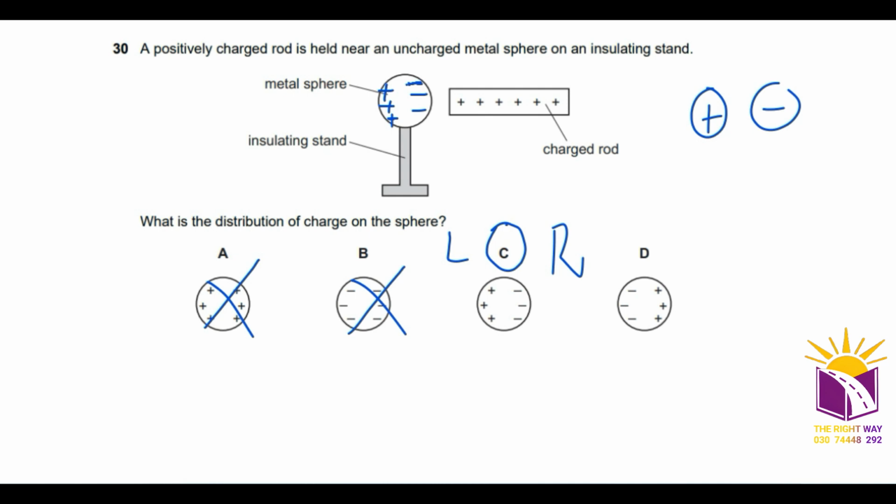If there are 4 positive, then there should be 4 negative, because an uncharged metal sphere has an equal number of protons and electrons, so the charge is equal. Neutral means zero. So the positive and negative charges must be equal, and the resultant charge will be equal to 0. And D is the wrong option, because positive and positive repel each other, not attract each other.